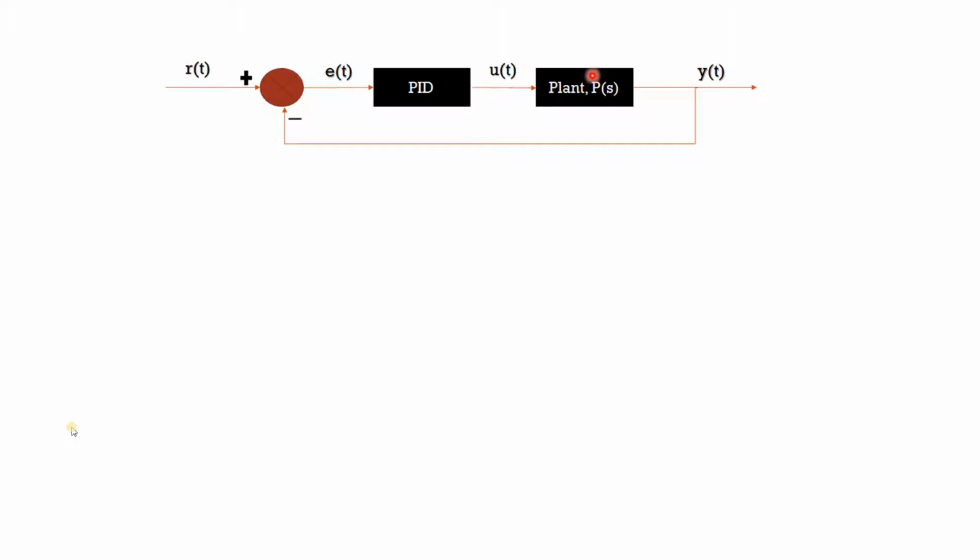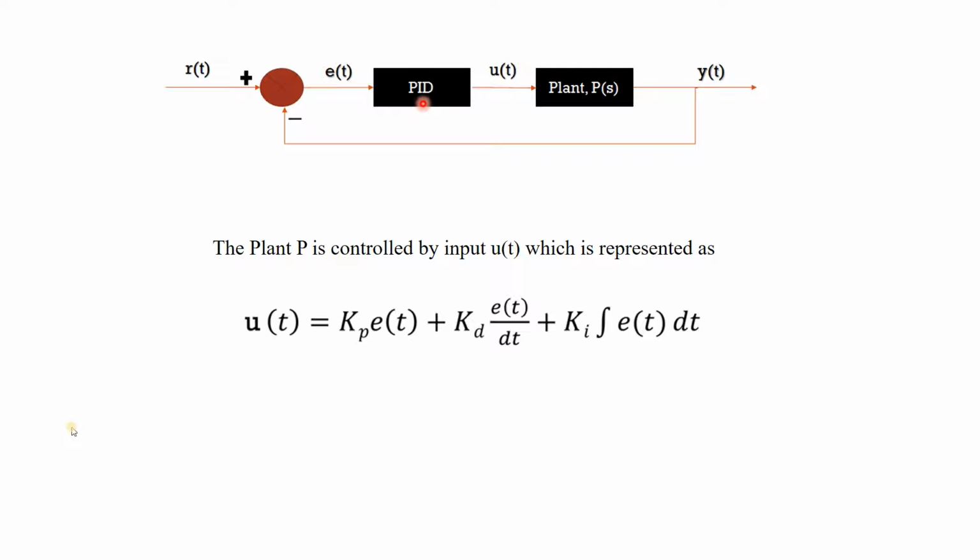This is the plant transfer function P(s). That means the total system, the actual machine which is operating. Now this is the PID controller. So the controller will operate as per the error signal. Now the plant P is controlled by the input u(t), which is represented as this. So u(t) is the input. Okay, this is in time domain. That means the u(t) signal will enter the plant.